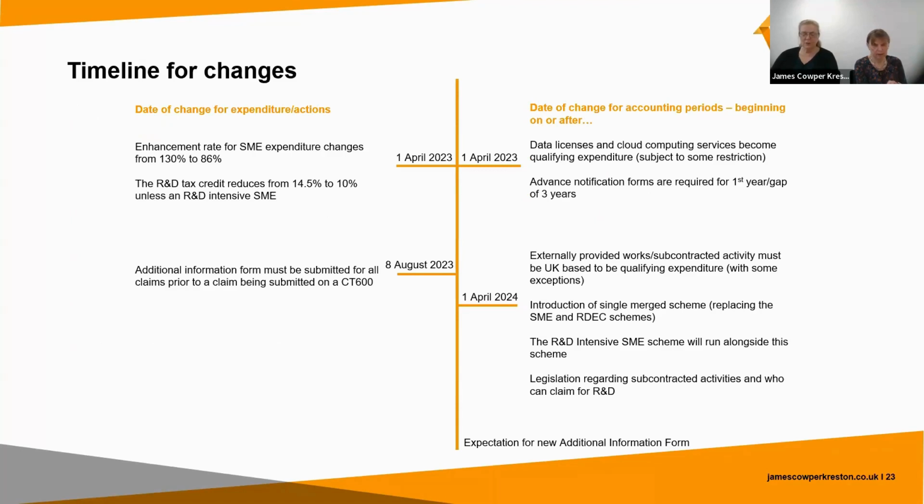So here we have an overview of some things that are already happening and some things that are coming up. On the left-hand side of the timeline, we've got the changes that we've talked about in part one, the SME and RDEC changes in rates and enhanced expenditure. And then on the 8th of August last year, we had the additional information form, which must be submitted for all claimant companies. And then on the right-hand side, these changes are effective for accounting periods beginning on or after the date referred to there. And we'll be covering those changes in these slides.